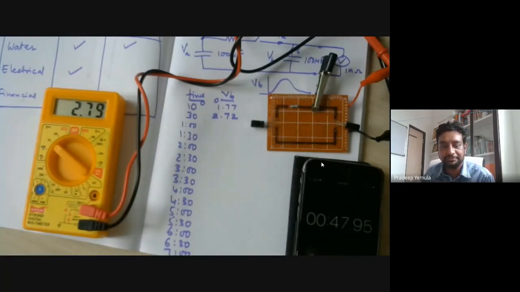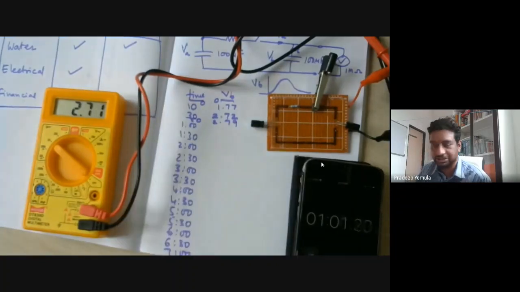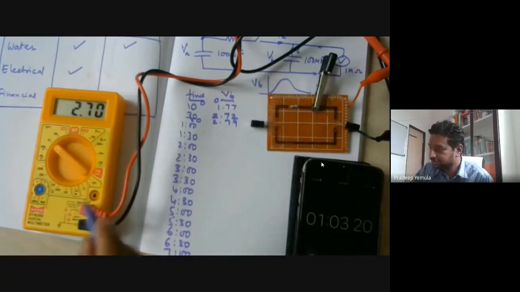2.79. So it is maintaining, okay, 2.78. Now it's starting to reduce. Okay, so at 50 seconds, 2.79 maximum was reached. Now at 1 minute, 2.7.